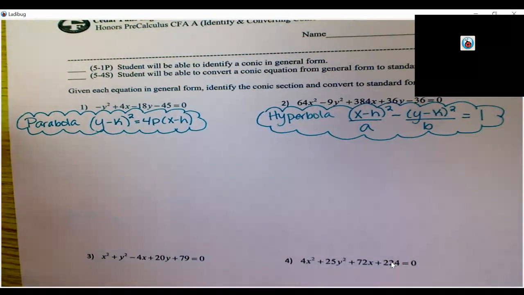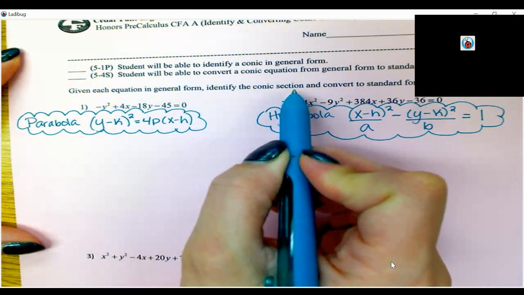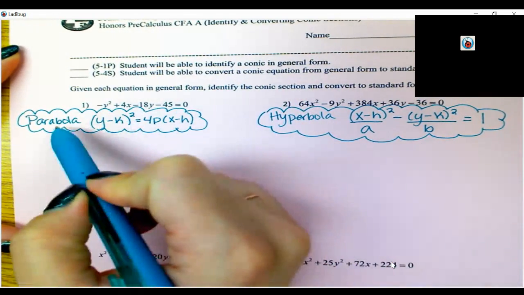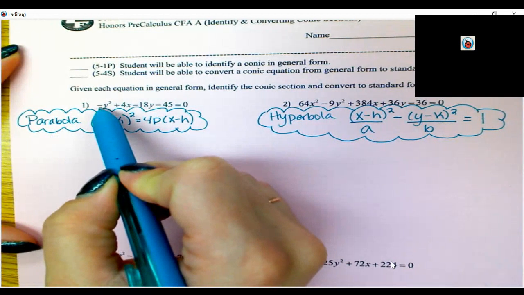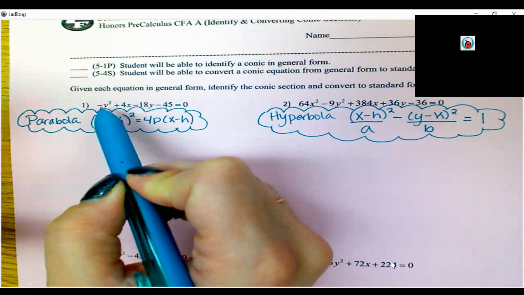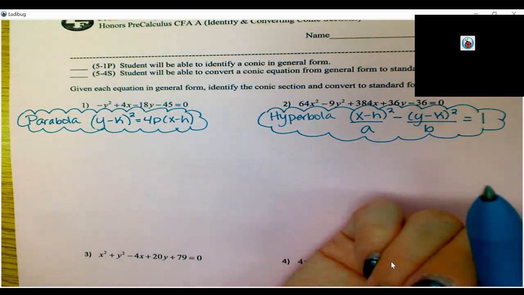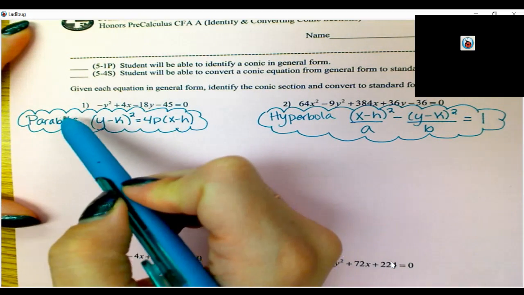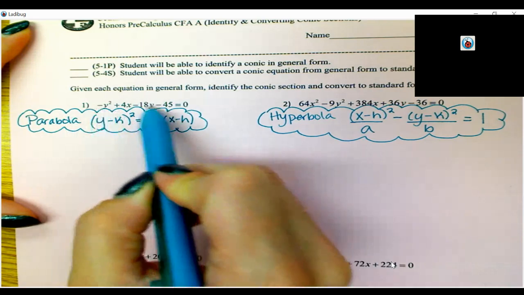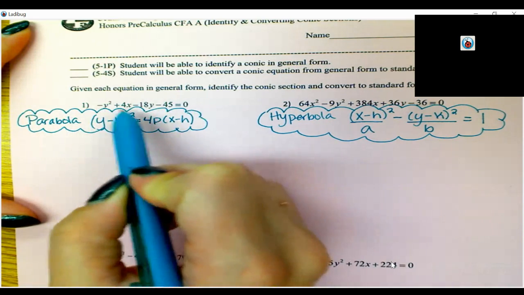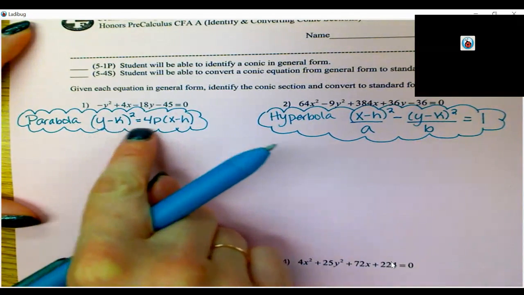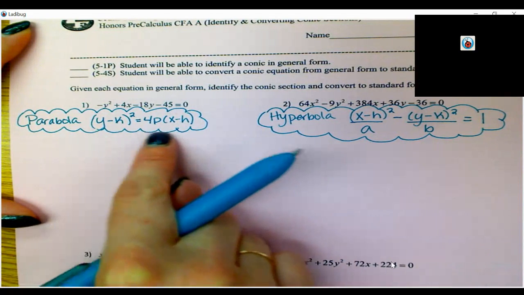The first thing you're supposed to do is identify the conic section. And I know this is a parabola because I'm missing my x squared, which implies that a equals 0. And we know from our general form, if a equals 0, then we have a parabola. So we have a general form here, and we're trying to convert to standard form. So we're trying to convert to an equation that looks something like this.